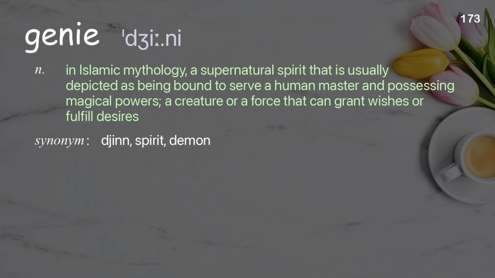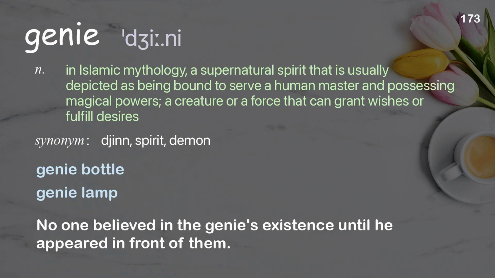Genie. In Islamic mythology, a supernatural spirit that is usually depicted as being bound to serve a human master and possessing magical powers, a creature or a force that can grant wishes or fulfill desires. Examples. Genie bottle. Genie lamp. No one believed in the genie's existence until he appeared in front of them.